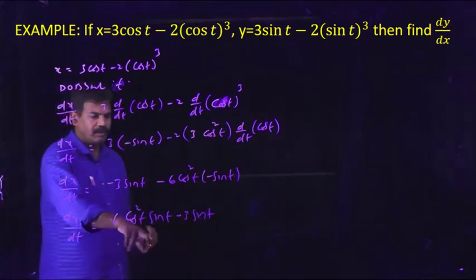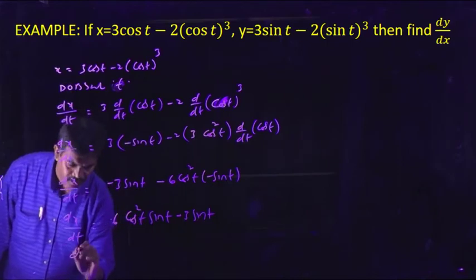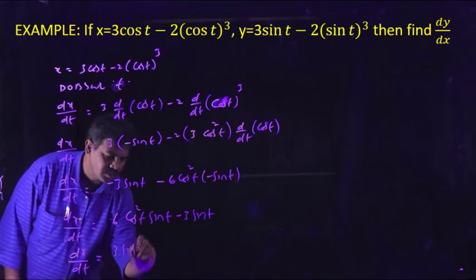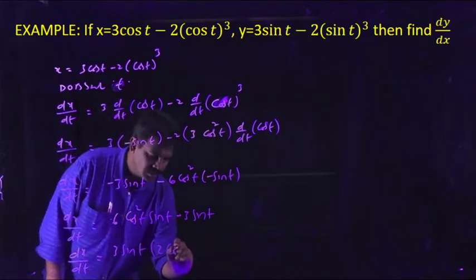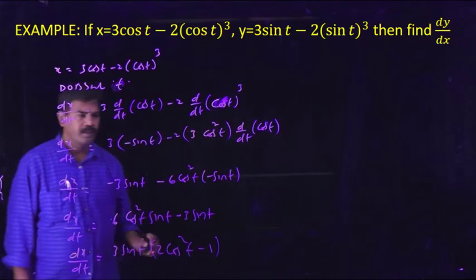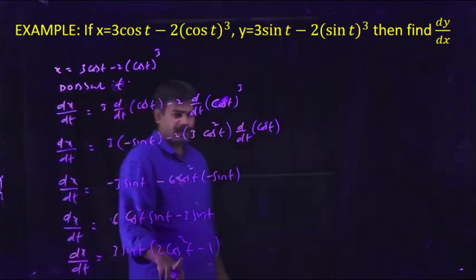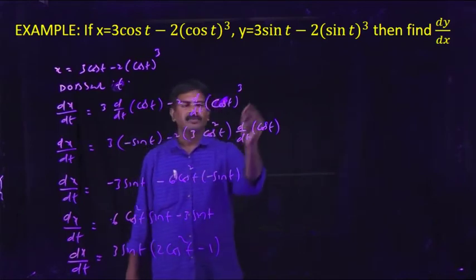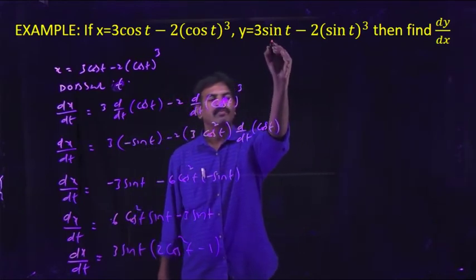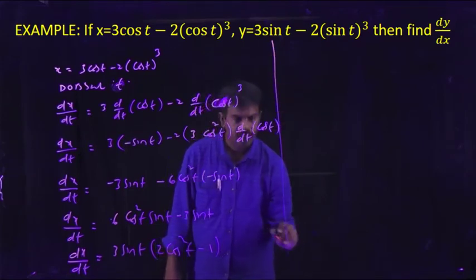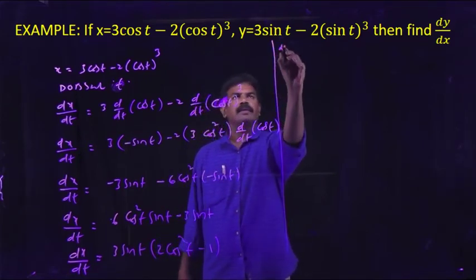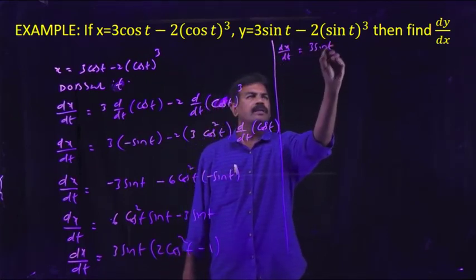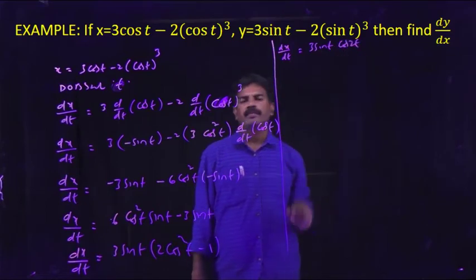From this we have common 3 sin t. That is dx by dt is equal to 3 sin t into 2 cos square t minus 1. It is a very familiar formula in trigonometry. We know that this is cos 2t. That is dx by dt is equal to 3 into sin t into cos 2t.